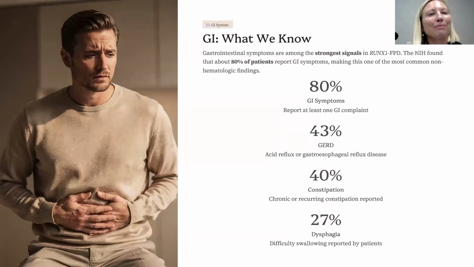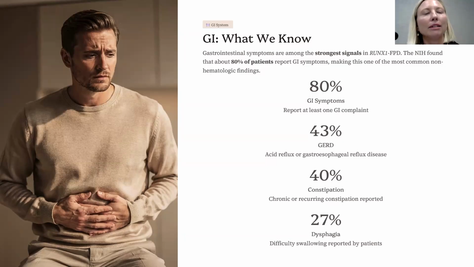All right, GI symptoms. So what do we know about the gastrointestinal system and RUNX1? It turns out that GI concerns are one of the strongest signals we see in RUNX1 FPD, and this is data coming from the natural history study, showing that about 80% of patients reported some kind of GI symptom. And that rate is actually not as high in the RUNX1 patient data hub. We have about 55%, but suffices to say it's more than in the general population.